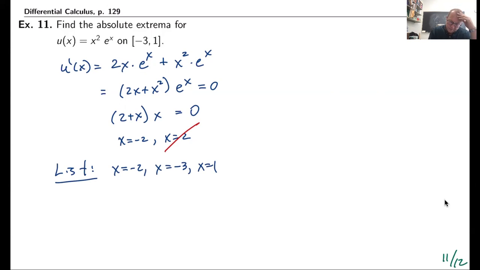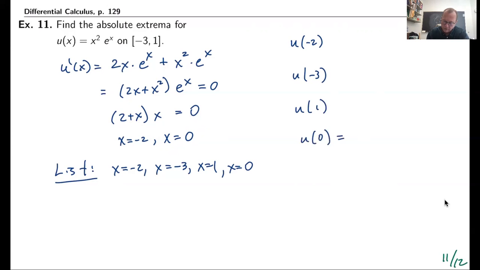Okay. And if you're saying, hey, Ben, did you just do something stupid? You would be correct. Man, if I were a little bit more ego invested in this, I would go back and erase that. I used the x equals 0, didn't I? Okay. All right, sorry about that. But now we are just going to have to evaluate u of -2, u of -3, u of 1, and u of 0.